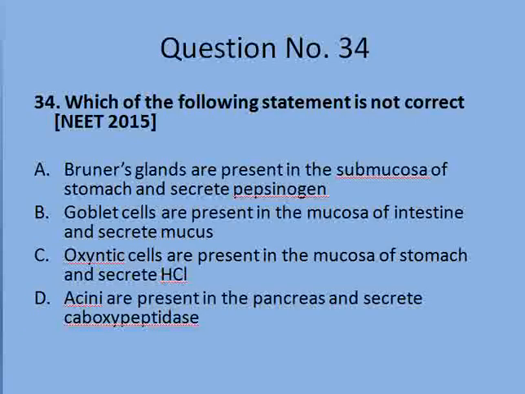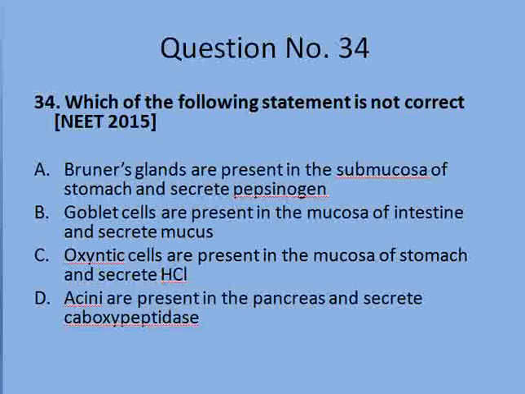Question number 34, which was asked in NEET 2015. Which of the following statements is not correct? Here we have to observe that they have asked for the not correct one. Sometimes what we used to do is we do not notice this "not". So we must be very careful while answering.